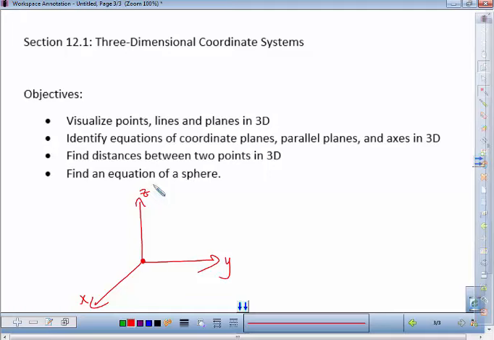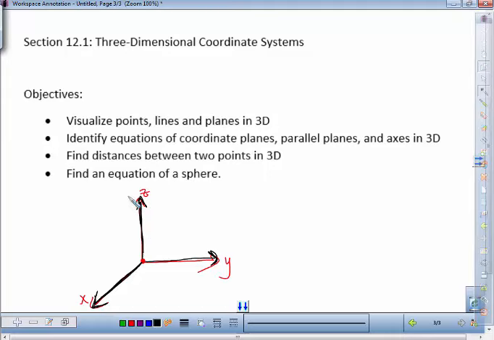So in general, we think about this line as a line going towards us, if you can try to imagine that, as the x-axis. And then the line that's kind of going to the right is your y-axis. And we think about the z as going up and down.